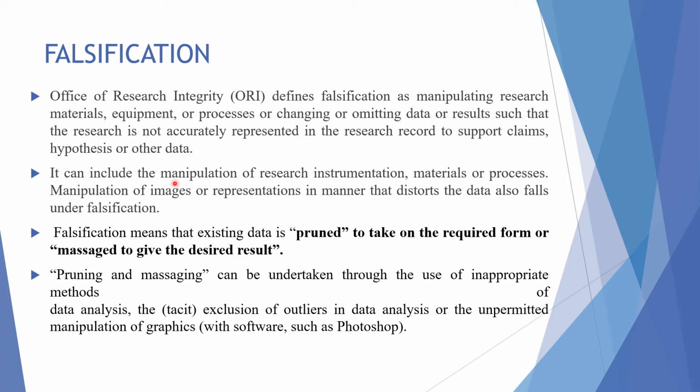It can include the manipulation of research instrumentation, materials or processes. Manipulation of images or representations in a manner that distorts the data also falls under falsification. So falsification is basically a kind of manipulation. It can be of research materials, equipment, processes, changing or omitting data or results, so that the research is not accurately represented in the research record.